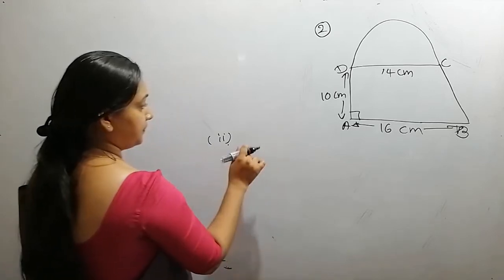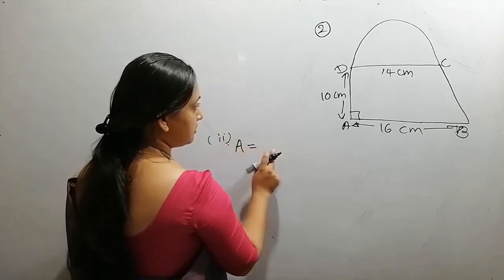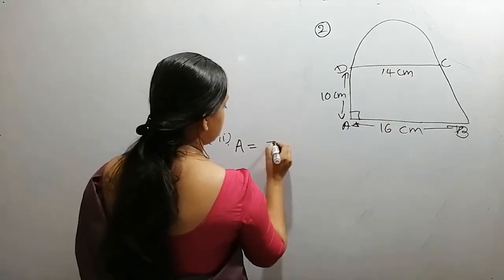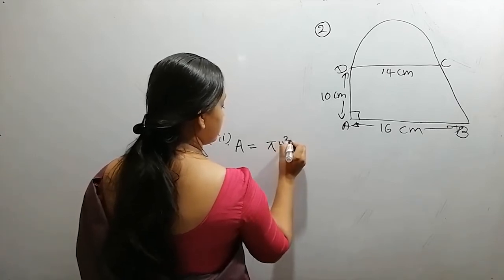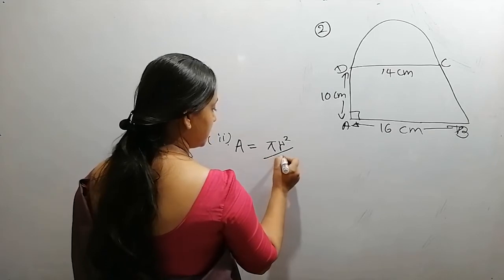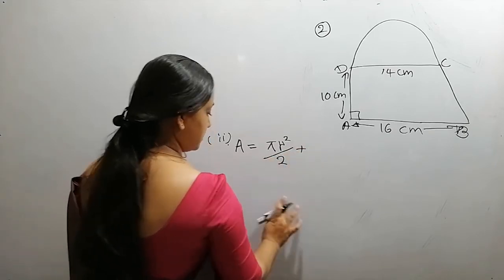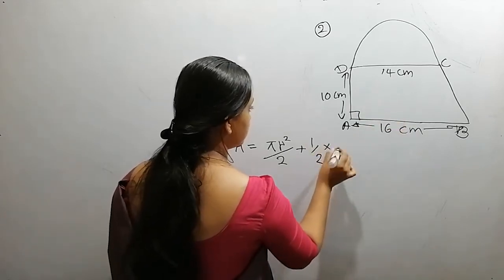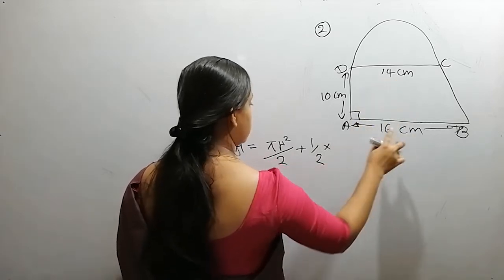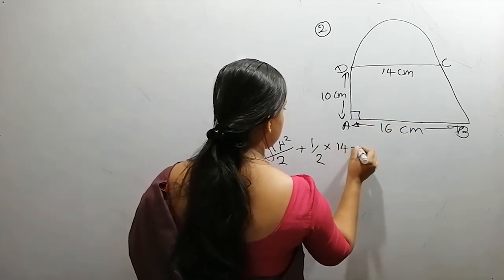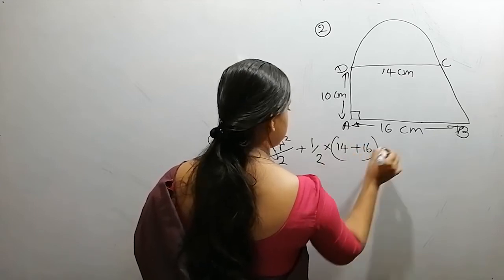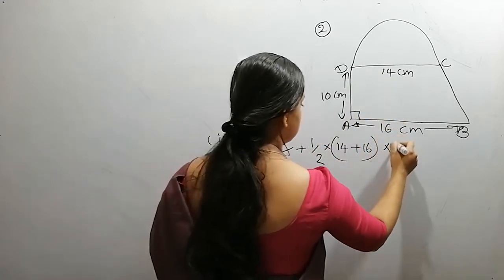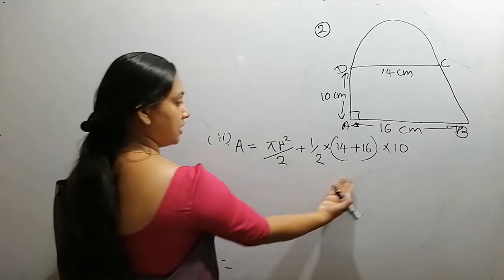The total area will be equal to the area of the semicircular lamina. If it is a circle, it is equal to pi r squared, but this is a semicircle, so we have to divide by 2. Plus the area of the trapezium. Area of a trapezium means half into the sum of two parallel sides, that is 14 plus 16, into the perpendicular height, which is 10 centimeters. This is the total area of the figure.